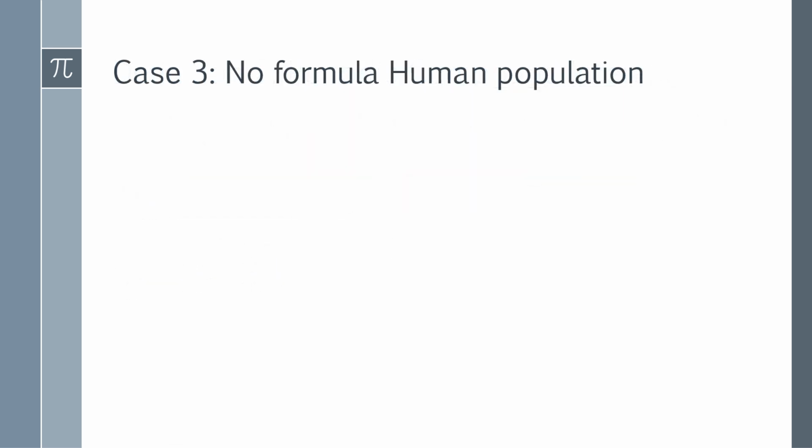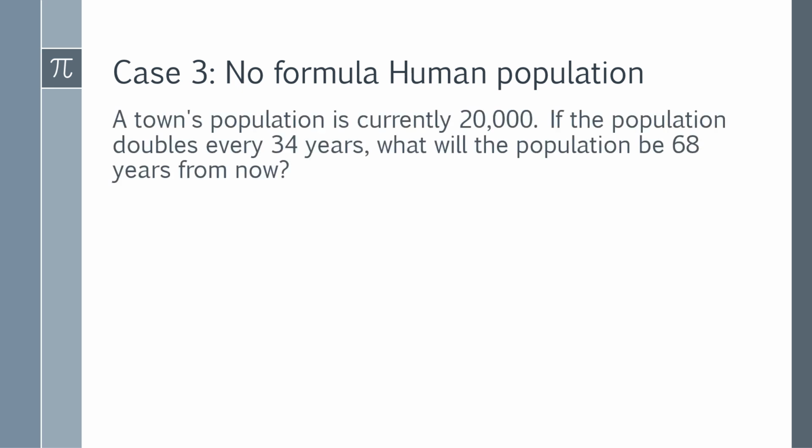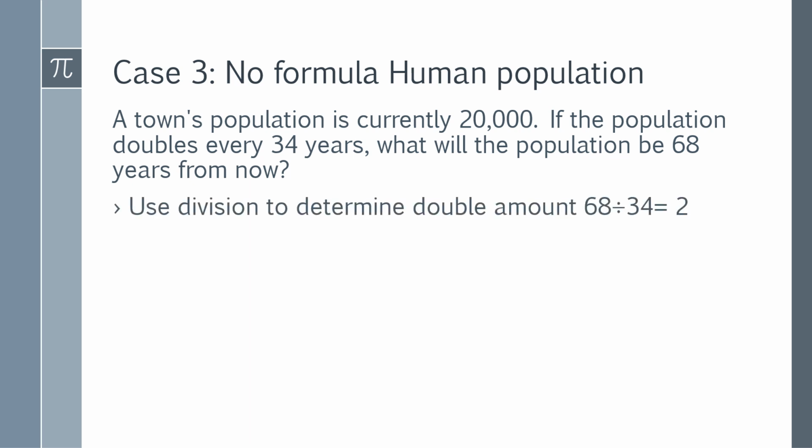All right. So case 3, you're dealing with no formula, but you're dealing with the human population. So a town population currently has 20,000. If the population doubles every 34 years, what will the population be 68 years from now? To do a situation like this, you have to use division. 68 divided by 34. When you do that, you get 2. And that's to determine the doubling amount.